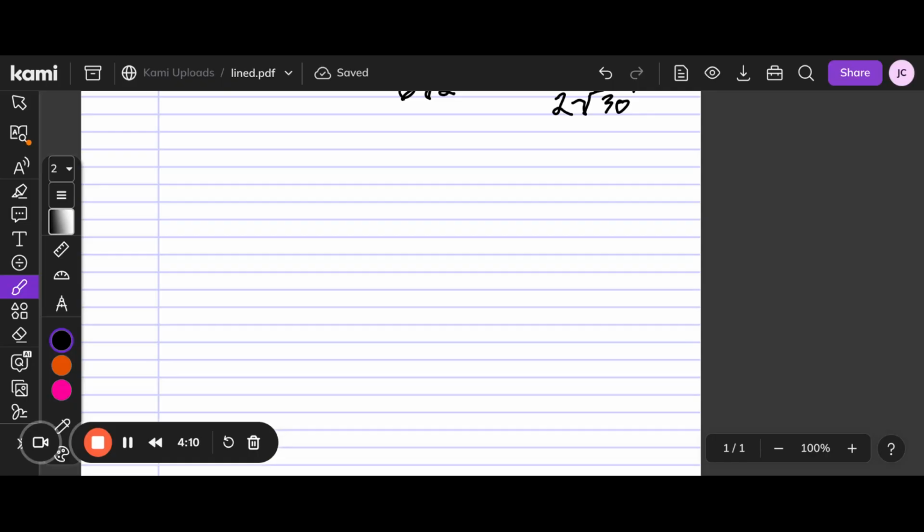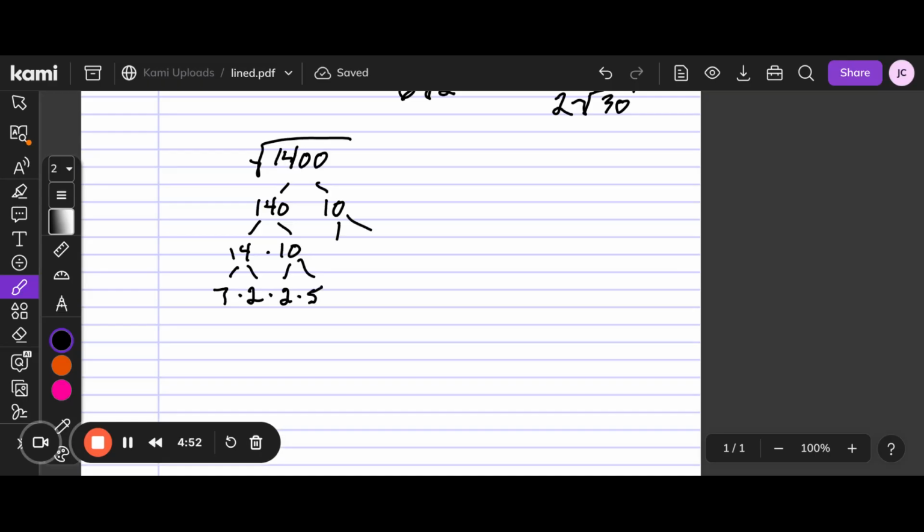maybe something a little bigger. Let's say, I don't know, 1400. Square root of 1400. Okay. So I'm not going to start with 2. That's going to take too long. I'm going to start with 140 times 10. Okay. And then I'm going to go to 14 times 10 here. And 14 is 7 times 2. 10 is 2 times 5. And this 10 is 2 times 5.